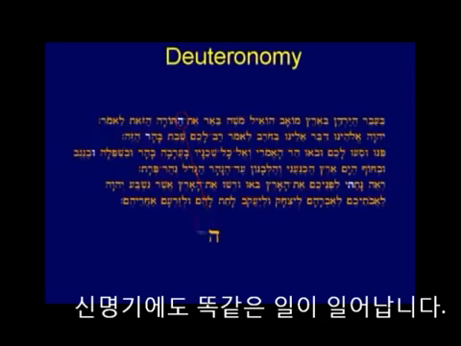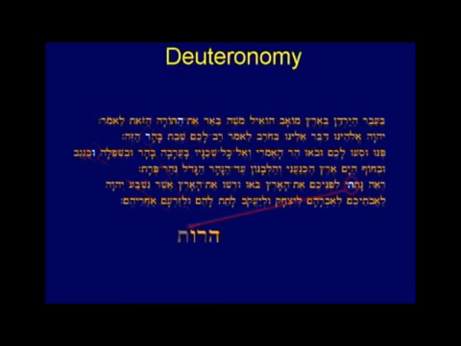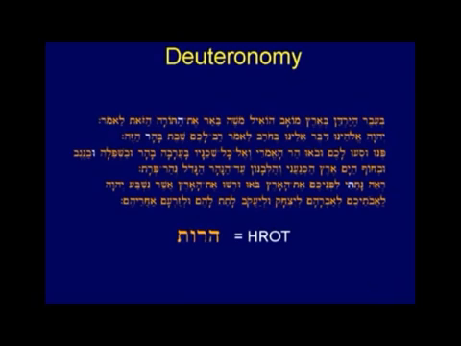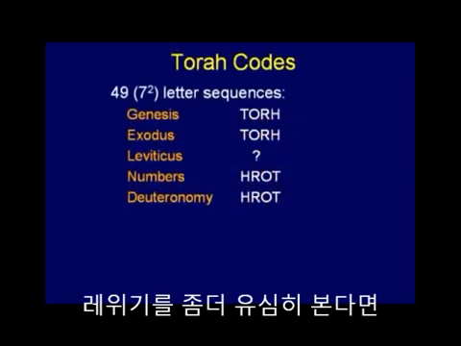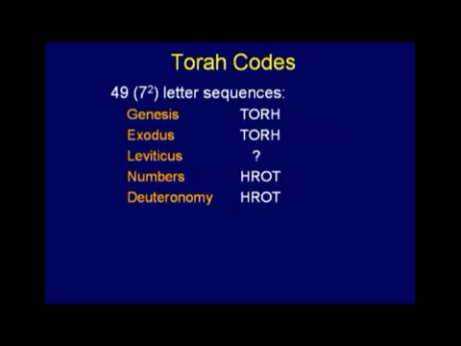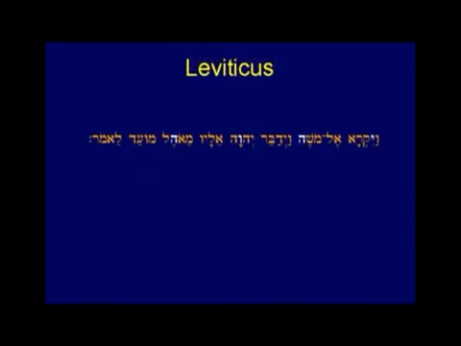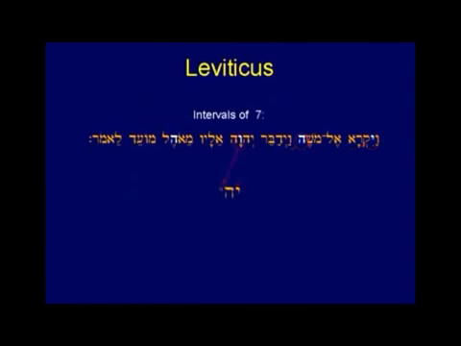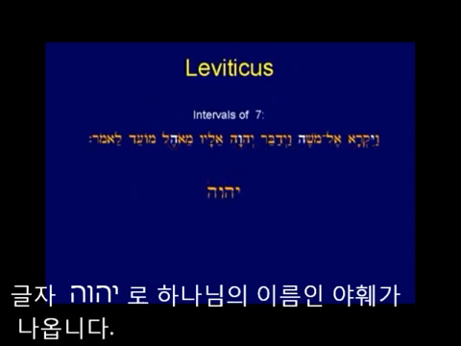You go to Deuteronomy, you have essentially the same equivalent thing happens, and now you're puzzled because you've got it forward, forward, backward, backward. You can't resist going back to Leviticus and looking at Leviticus more closely. We have 49, 7 squared letter sequences: Torah, Torah, forward in Genesis, Exodus. Backwards in Numbers and Deuteronomy. Well, if you look at Leviticus, you discover that every 7th letter spells the unpronounceable name of God.